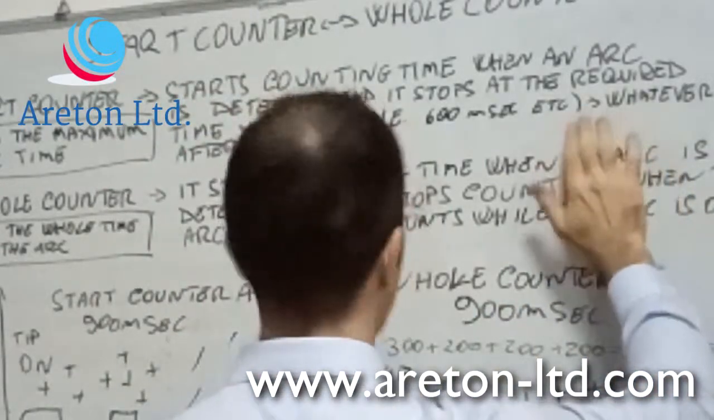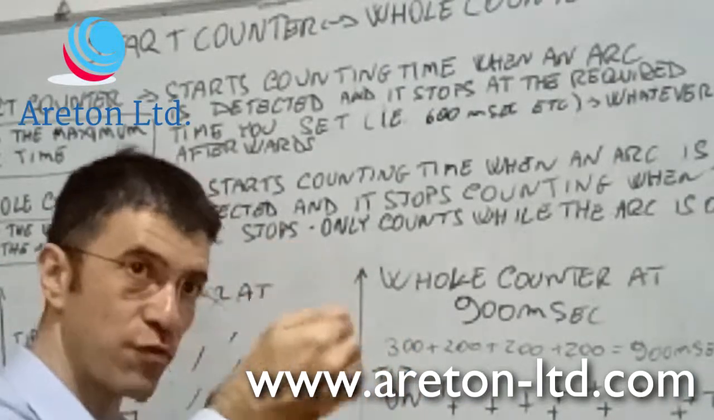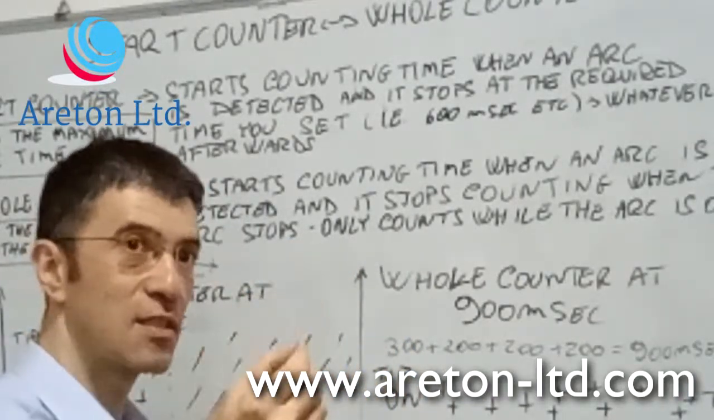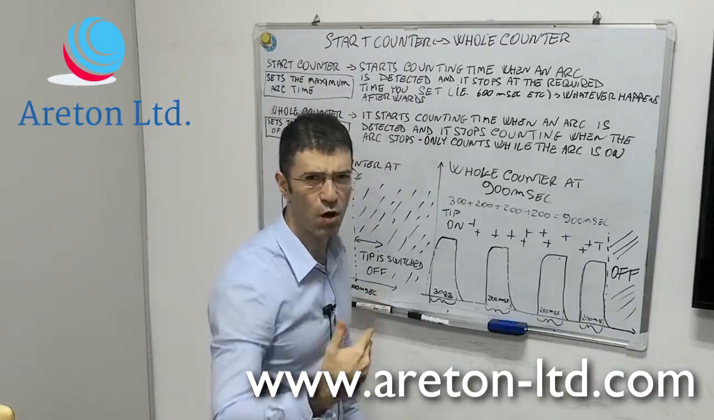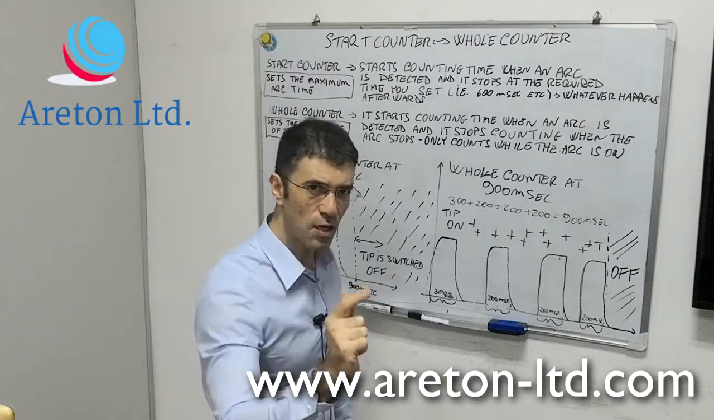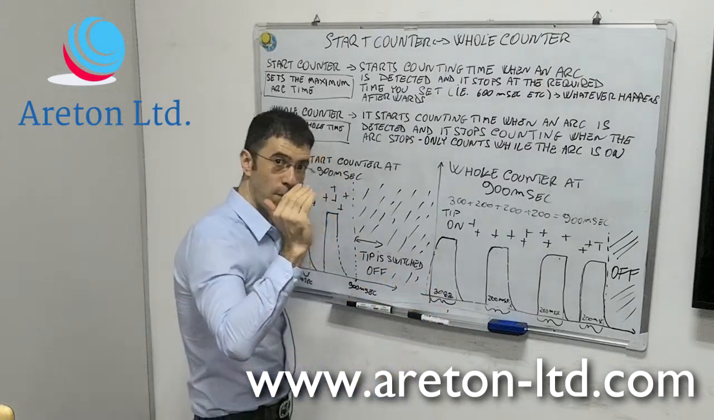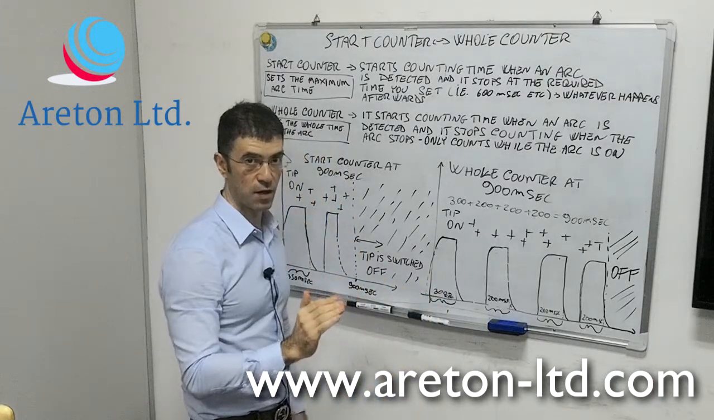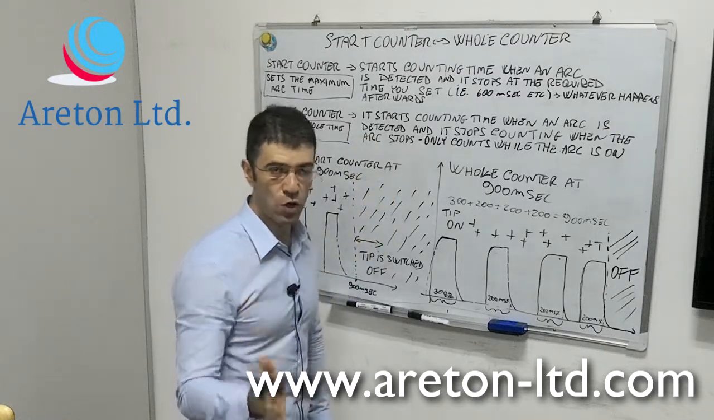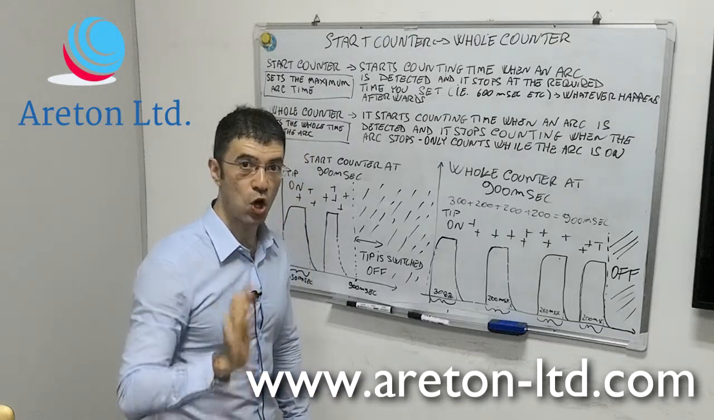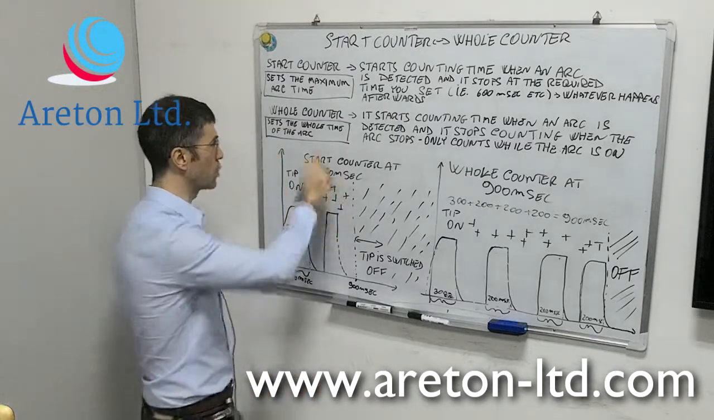And it does not matter whatever happens after it started counting that time, after the first arc has been detected. It does not really care. It does not care whether the arc has been on, off, whatever. It just looks for the arc, and it starts counting, and then after that time, it switches off the tip of the device. Very, very simple. So this function is designed so that you know the maximum duration of the arc. Very important. Now, let's go into the hold counter.